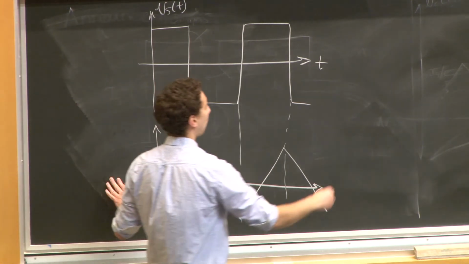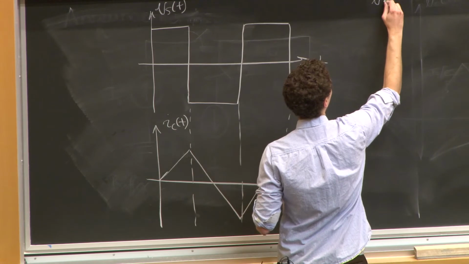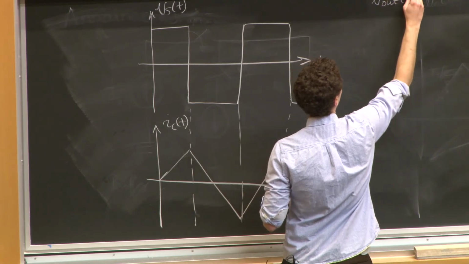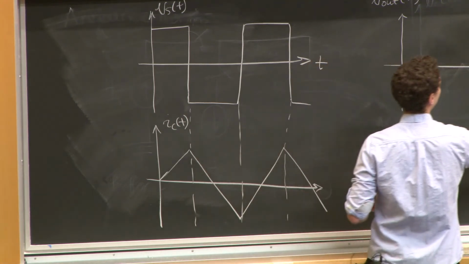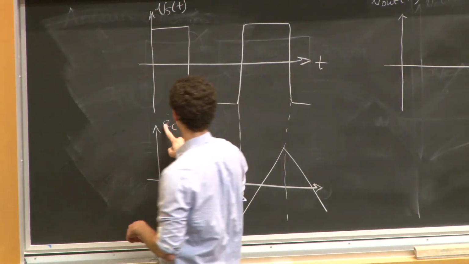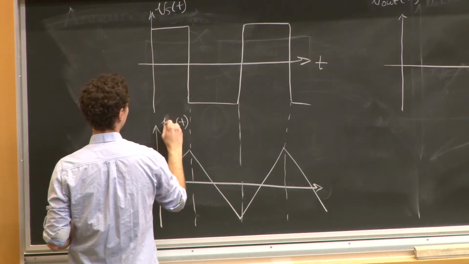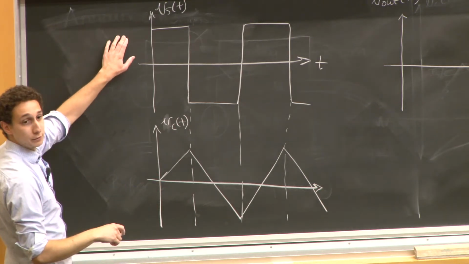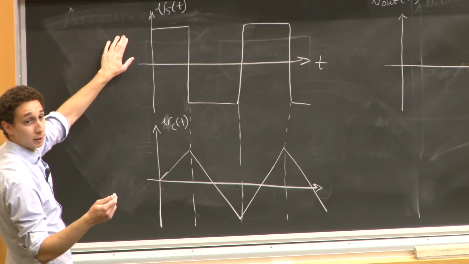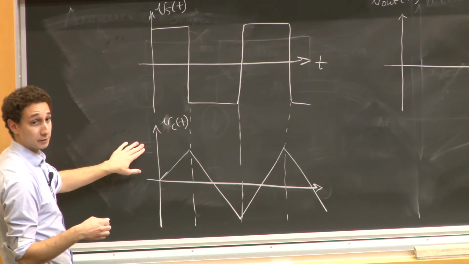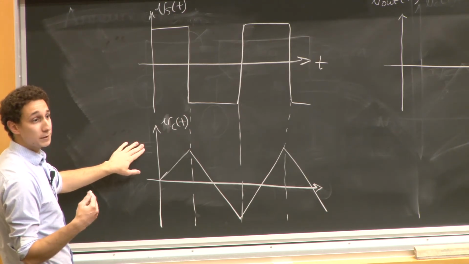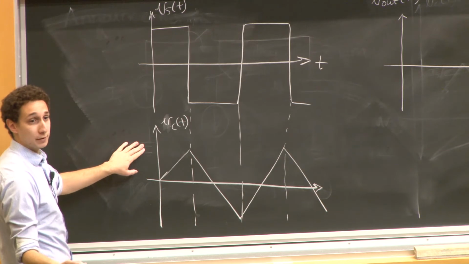Now, what is the output voltage as a function of time? I'm sorry, this is not the current. This is the voltage on the capacitor. The current and the voltage in the capacitor are the same, right? Just scaled by a resistance. This is the voltage across the capacitor. Now, what does that mean that the voltage at the output is?